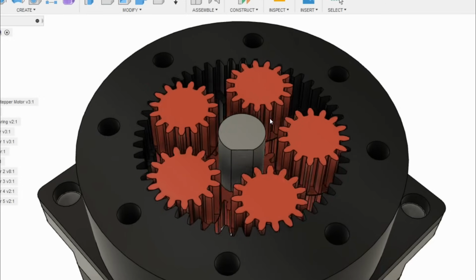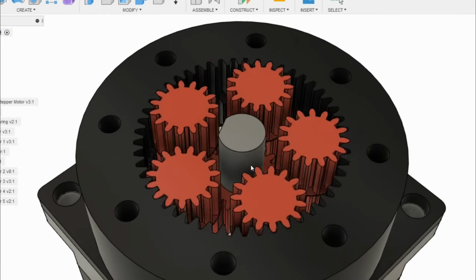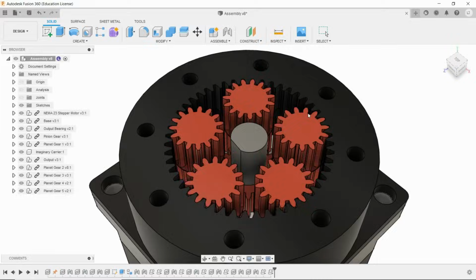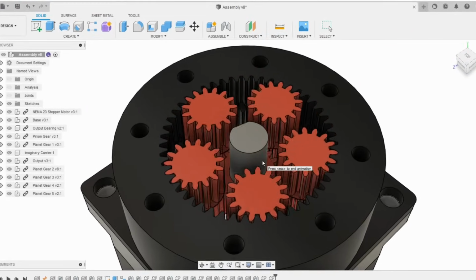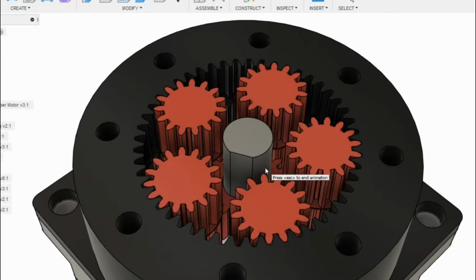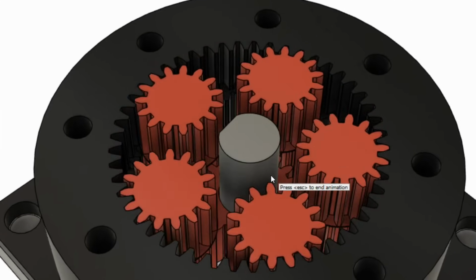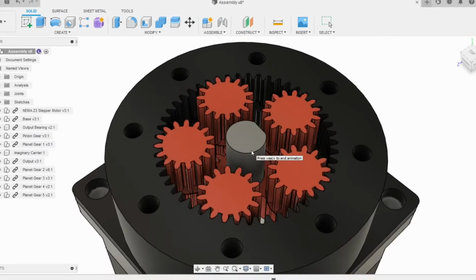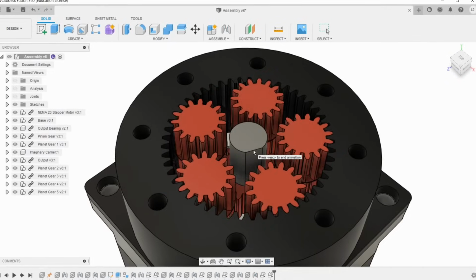But remember, the 49:1 is not the only reduction here. We still have that input planetary gear set. So if you multiply the 3.5:1 reduction on the input and the 49:1 reduction on the output, you get 171.5:1. That's the highest reduction ratio of anything I've ever designed by a landslide.